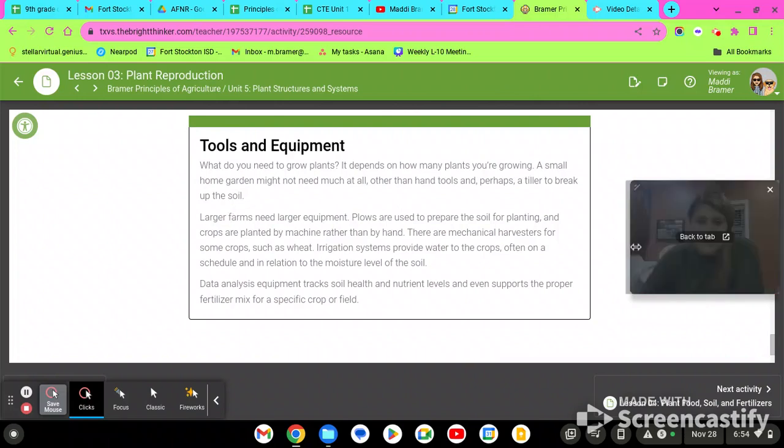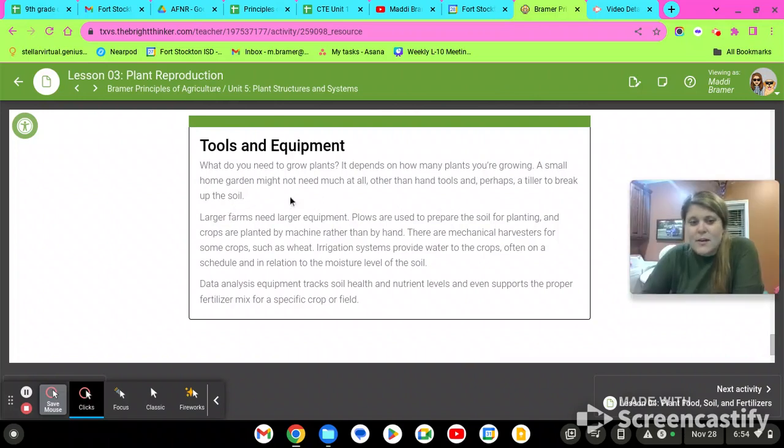It says, what do you need to grow plants? It depends on the scale. For a small home garden, you might just need low-tech hand tools, maybe a tiller. You can get one that you run by hand to break up the soil. Larger farms need larger equipment. That's where we have plows. Remember we talked about John Deere. We talked about the evolution of the plow.